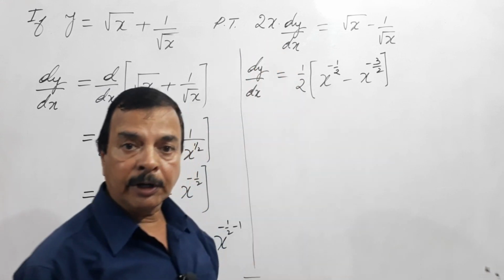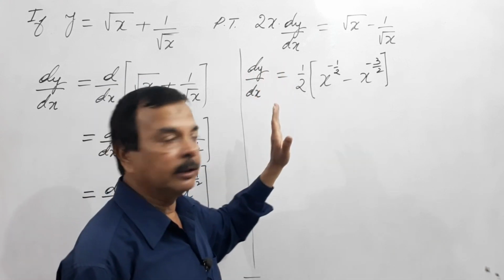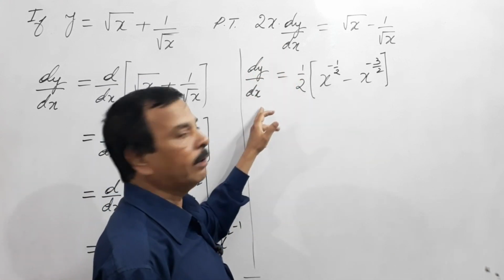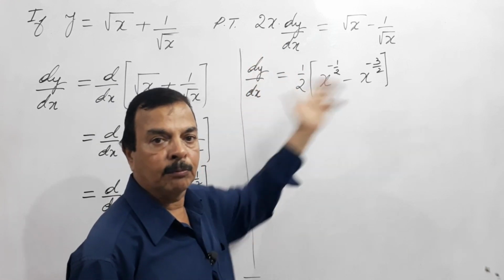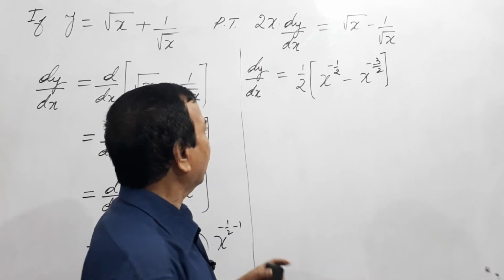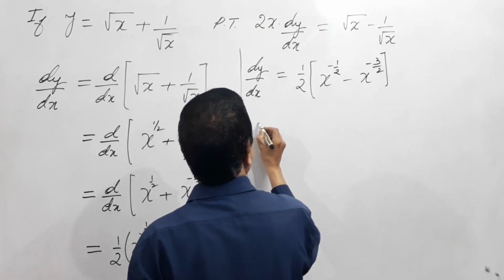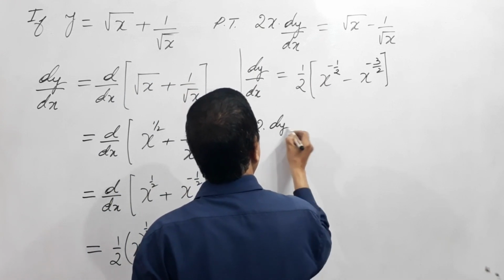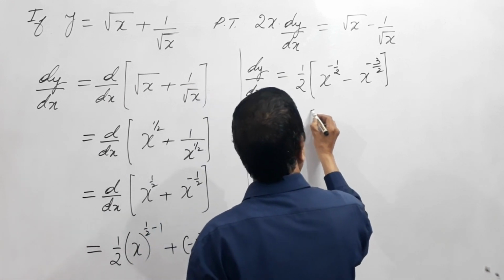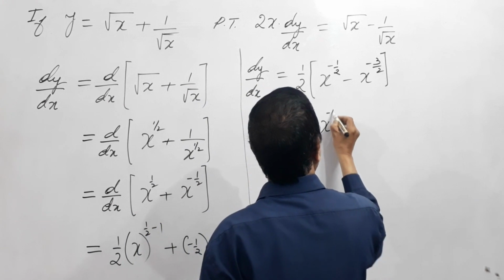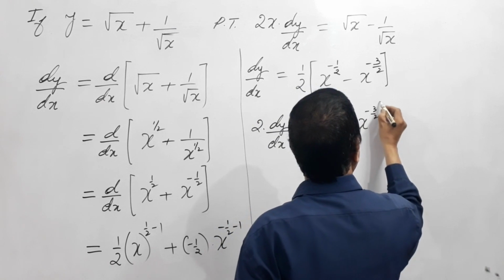What does he want? In every problem, the answer is hidden. Here, if you are smart enough, you can easily find out. He wants dy by dx, and you already got it. This 2 will come here, so multiply this with x on both sides. Problem is over. I will take this on the right hand side, that becomes 2 into dy by dx equals x to the power of minus half minus x to the power of minus 3 by 2. Done?